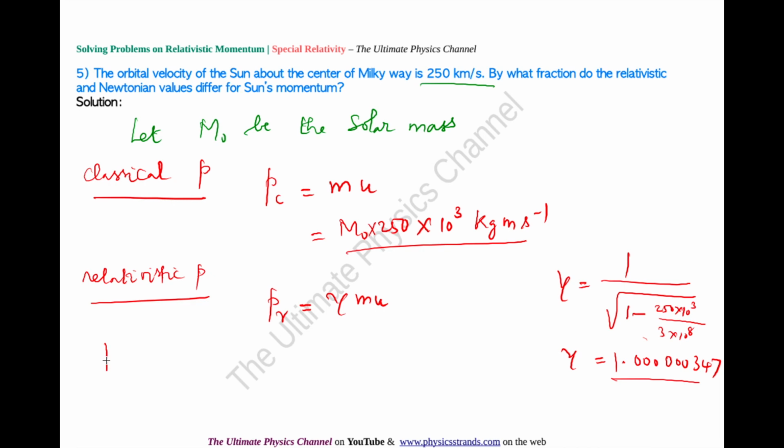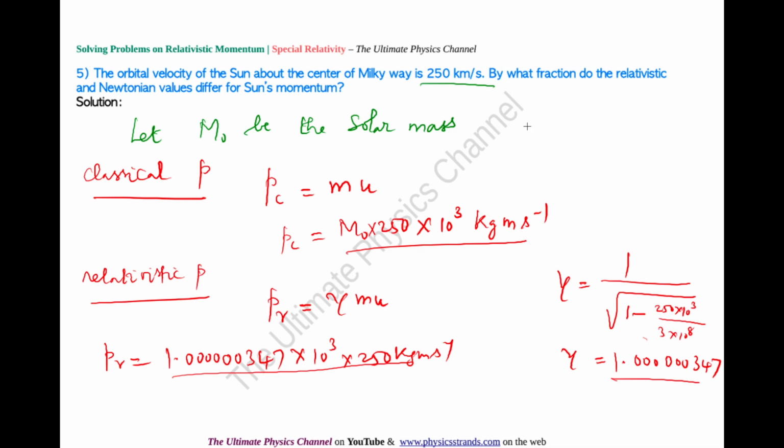So the relativistic momentum, if we calculate using this expression for this particular gamma value, I would write it as 1.000000347 times the same thing, 10 power 3 into 250 kg meters per second, same units, right? So the difference we can clearly see between the classical PC and the relativistic PR is very small, and that difference is 3.47 times 10 power minus 7. Okay, 3.47 because this is seventh decimal.